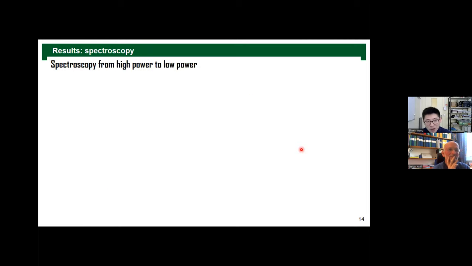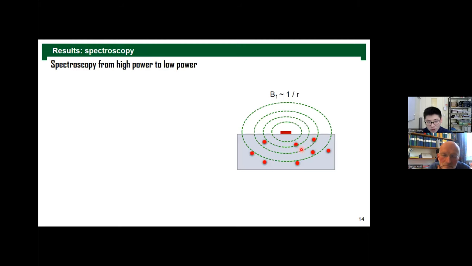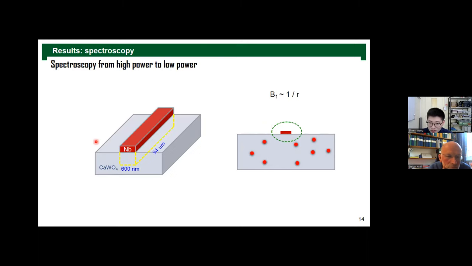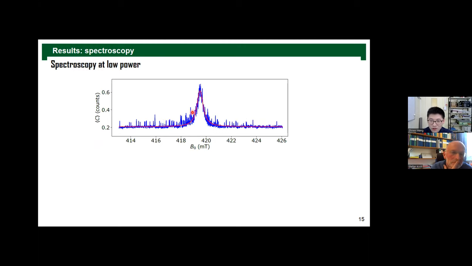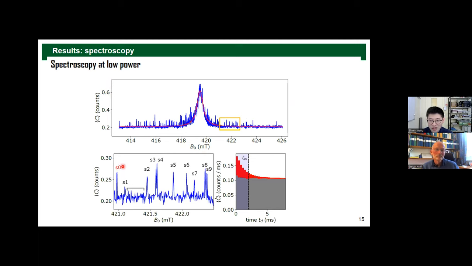And then we want to go from high power to low power so that we can address fewer spins, because the magnetic field depends on the distance. So when we reduce the power, we can address spins near the wire, about 200 or 300 nanometers. This is the result of the low power spectroscopy, where you can see the peaks reduce from 90 to 0.6. Each individual peak corresponds to a single spin that we can give a label to. When we look at the fluorescence of, for example, spin zero, we can clearly see this exponential decay. And if we take an average of this region between two peaks, then we can see the background noise, which is the dark count.